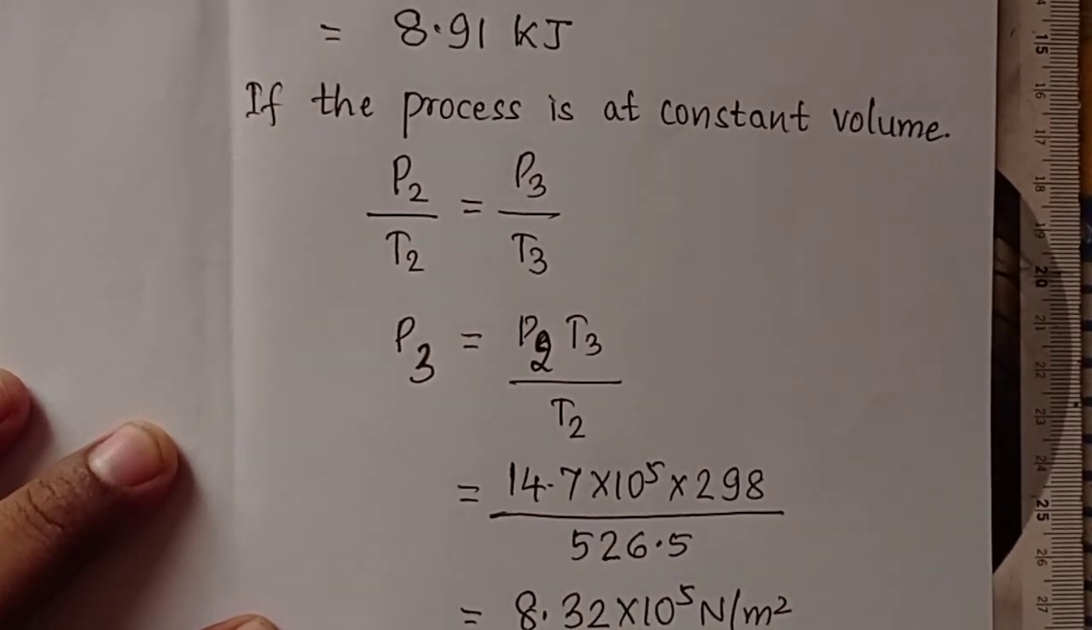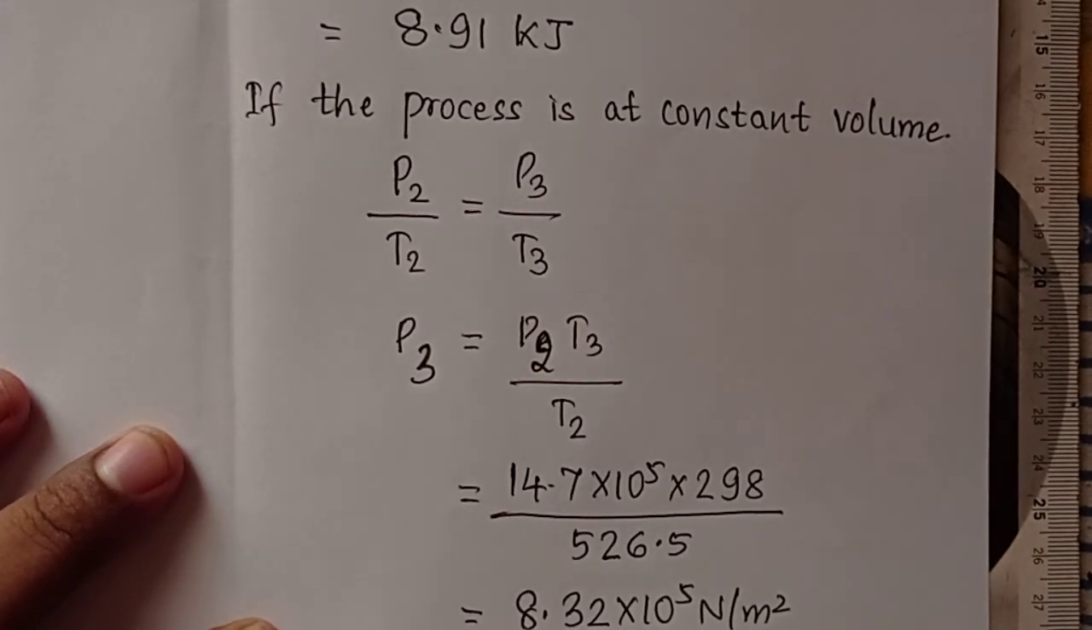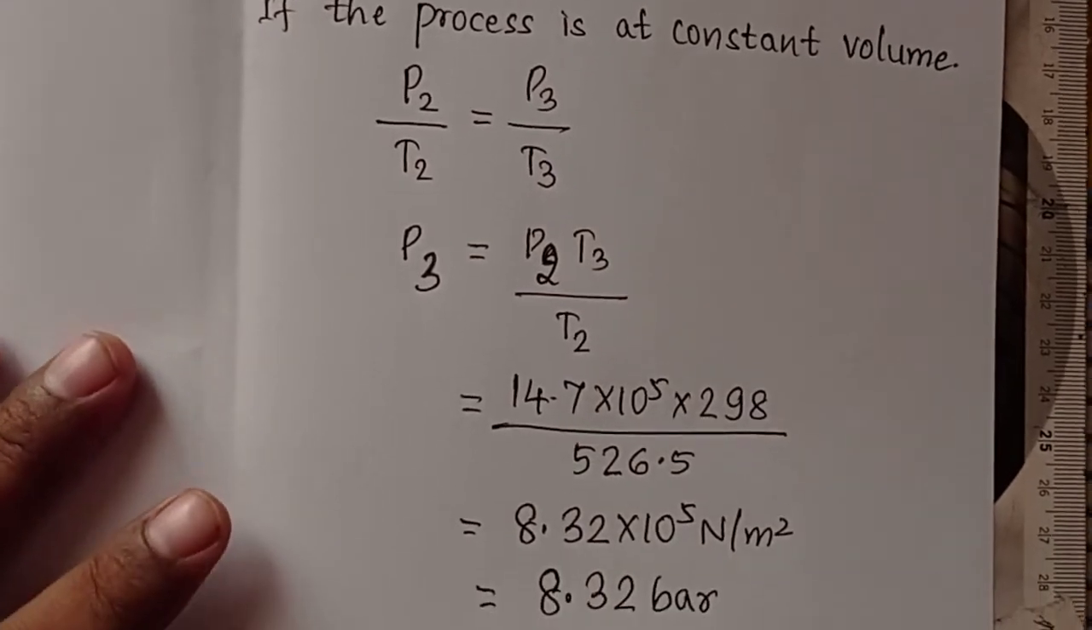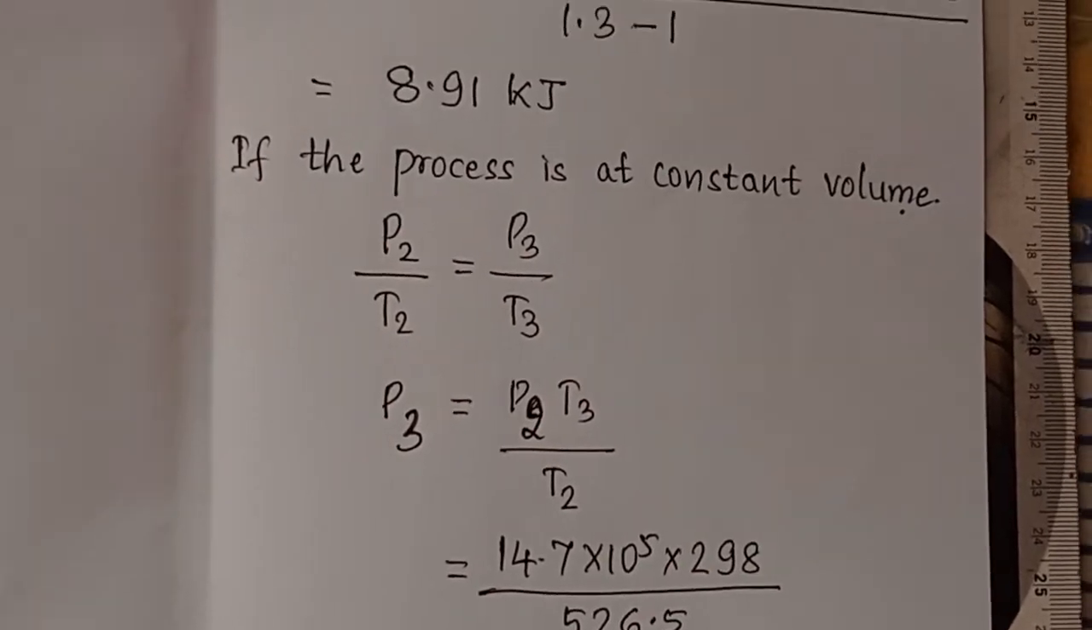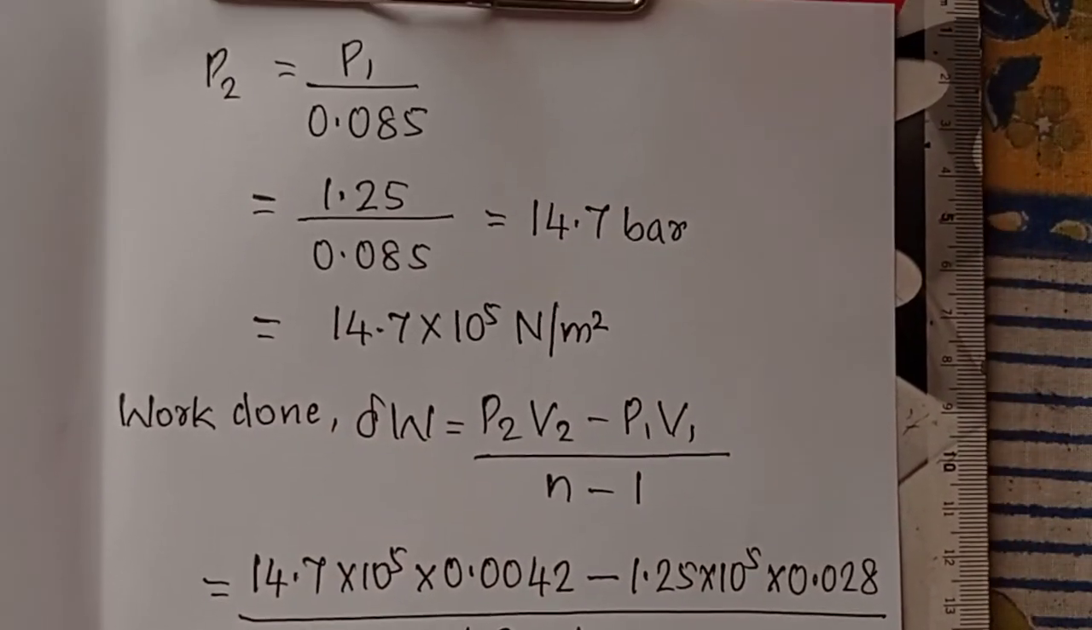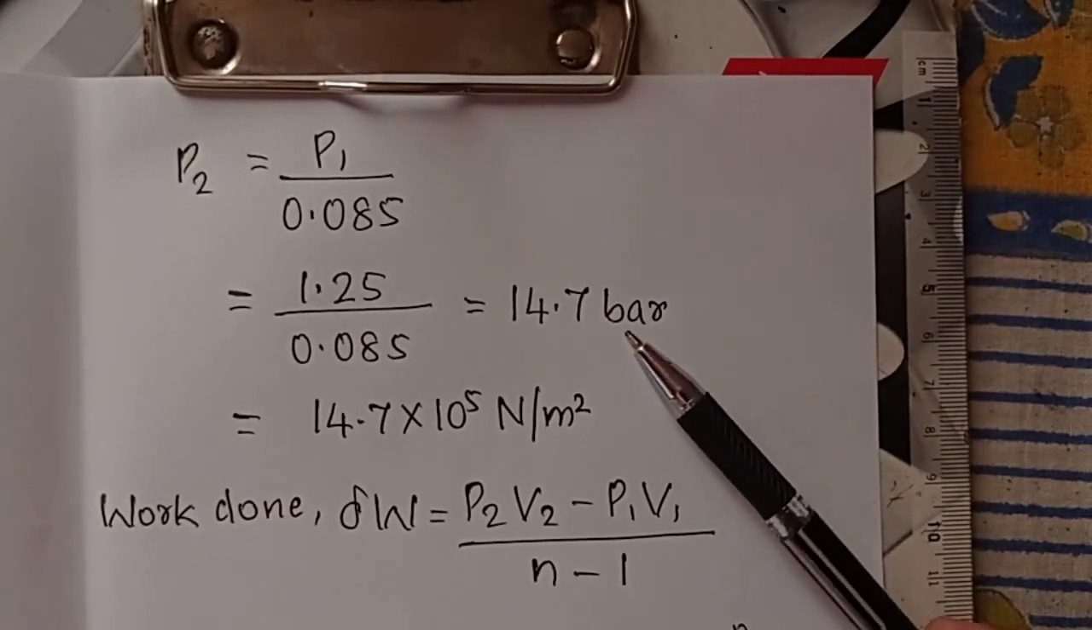That is, it is 8.32 bar. We'll get the answer as 8.32 bar. So if the process is constant volume, then this will be the pressure, that is 8.32 bar. If it is a polytropic process, the value of P2 will be 14.7 bar.